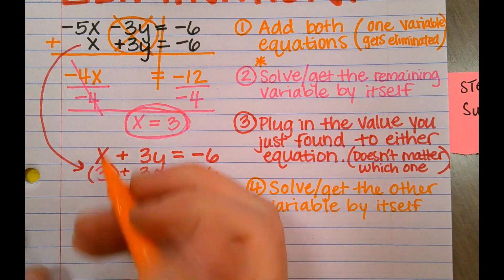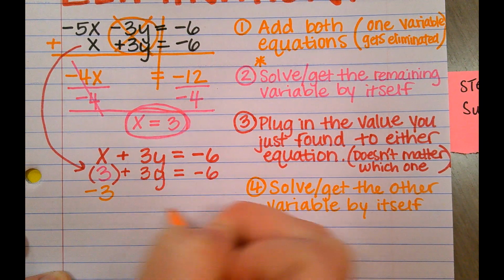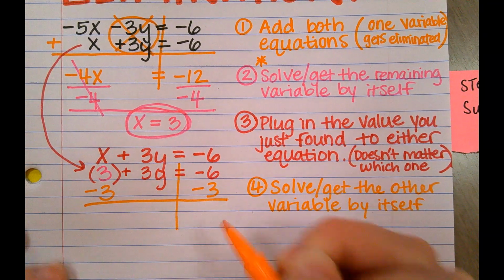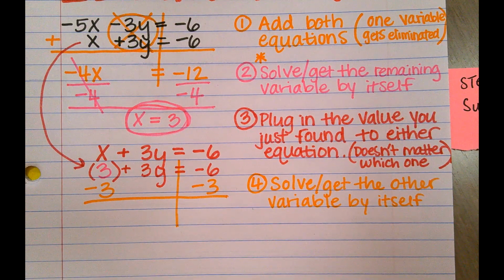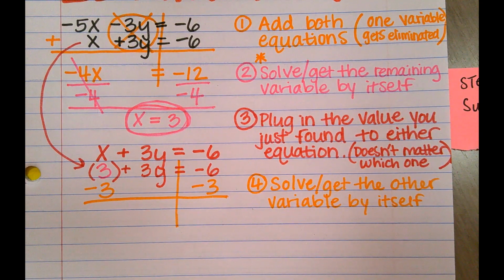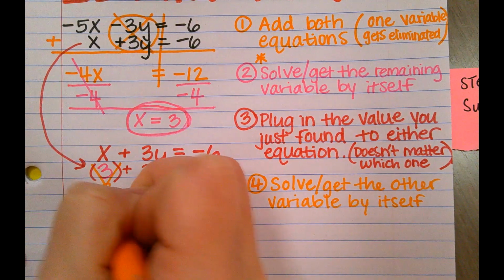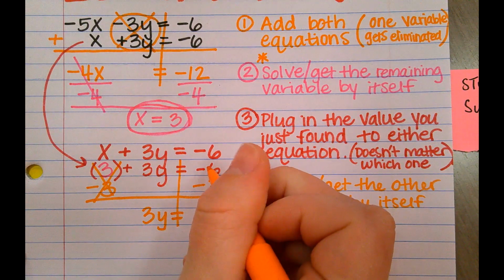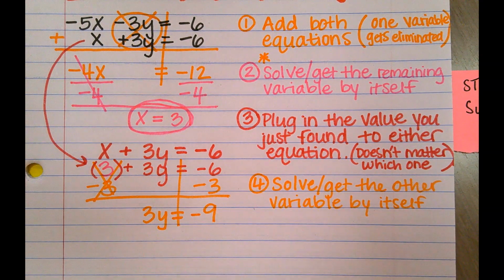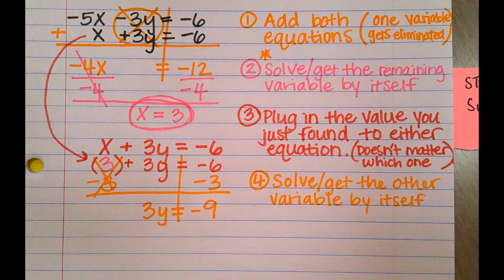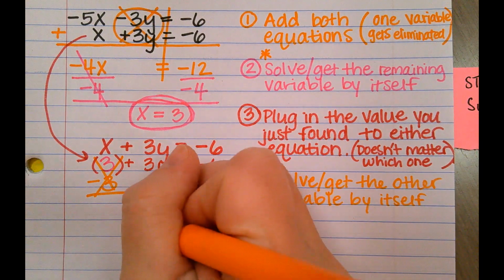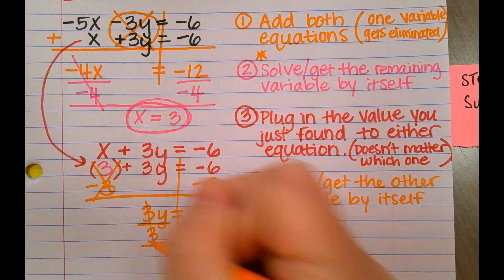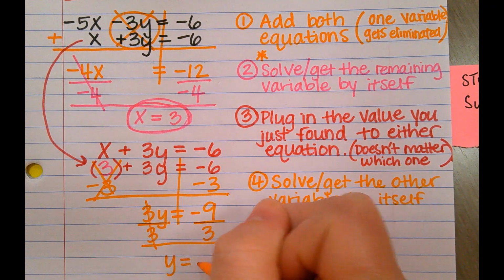So we will do what you just said. We'll subtract 3 from both sides. Perfect. Those cancel. We bring down 3y equals -6 minus 3, which is -9. And what next? Divide by 3. Yeah, divide by 3 on both sides. Y equals -3.